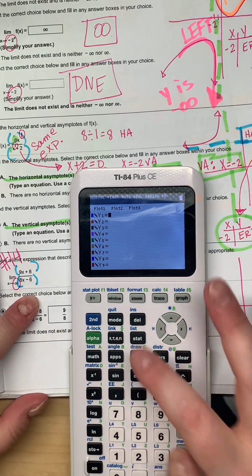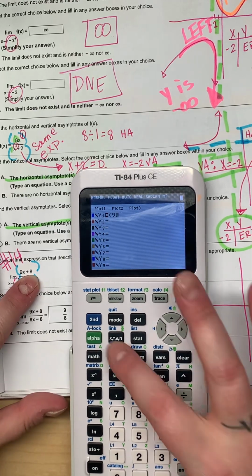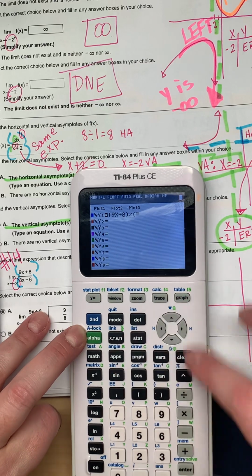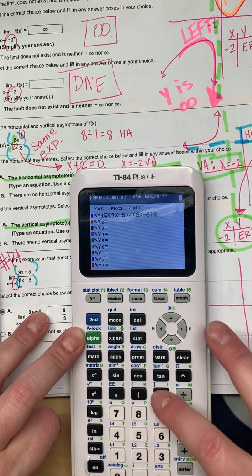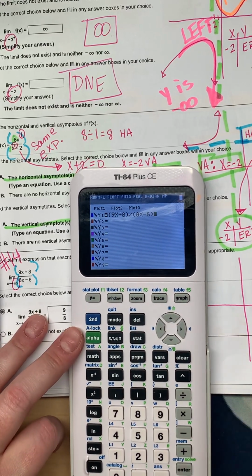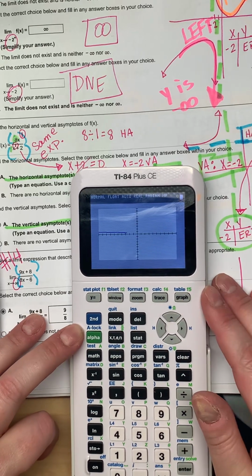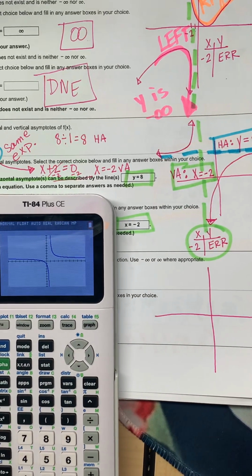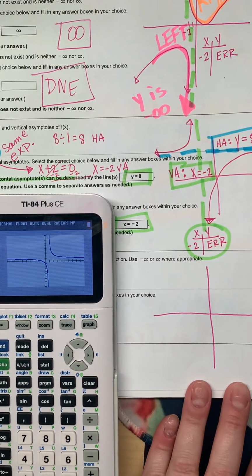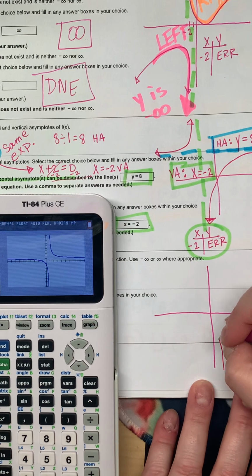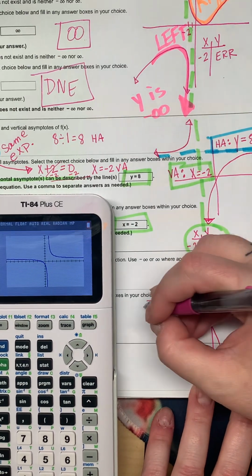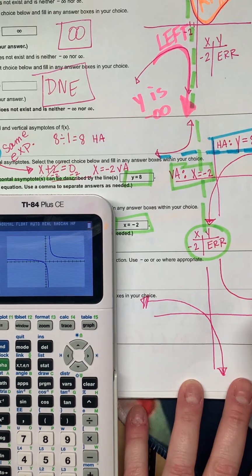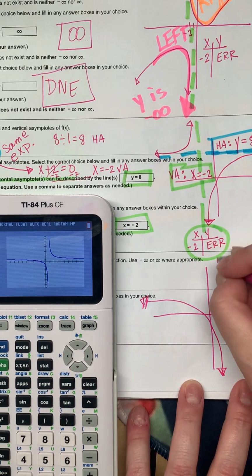So, parentheses, 9x plus 8, close parentheses, divided by, open parentheses, 8x minus 6. Then I'm gonna press graph. Bam. And my picture looks something like this, okay? Maybe like a, something like that. And then something like this.